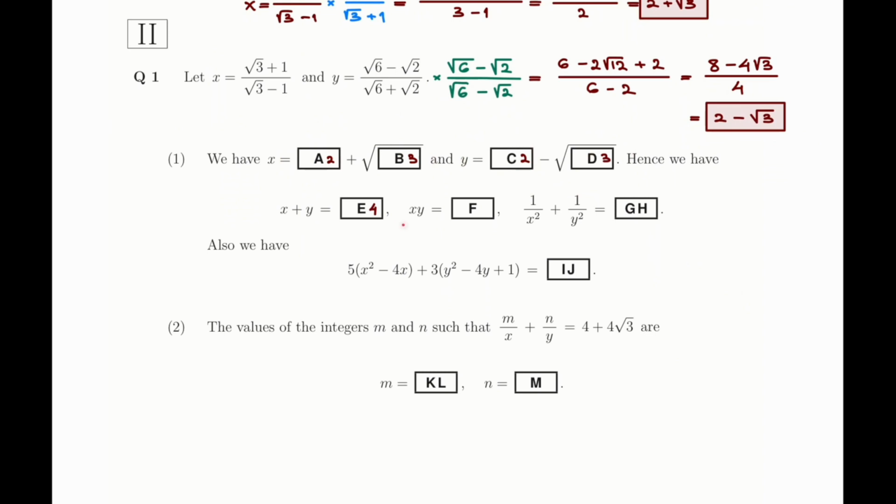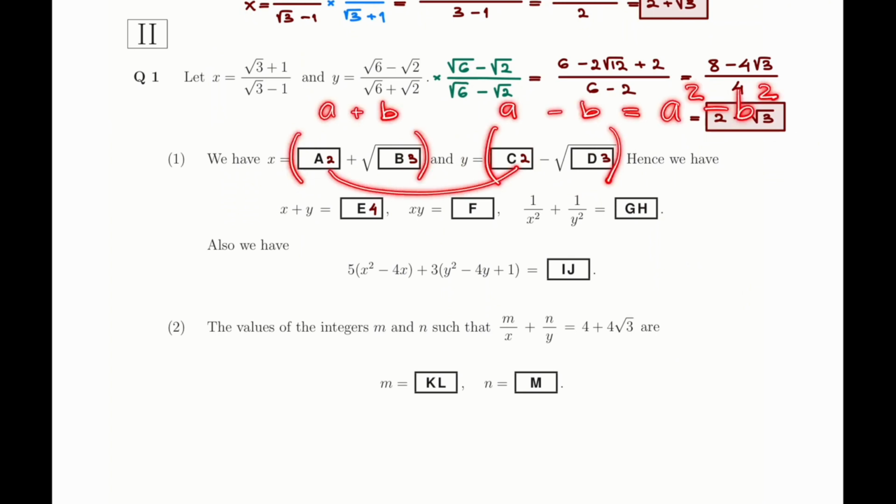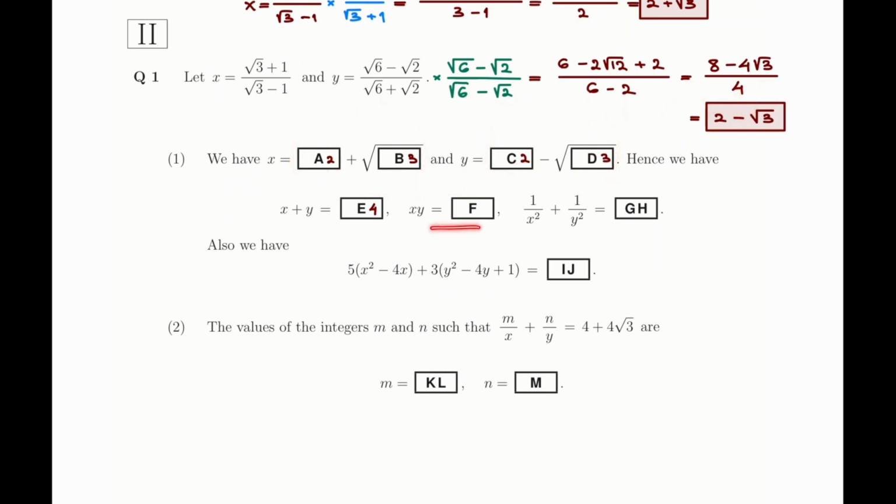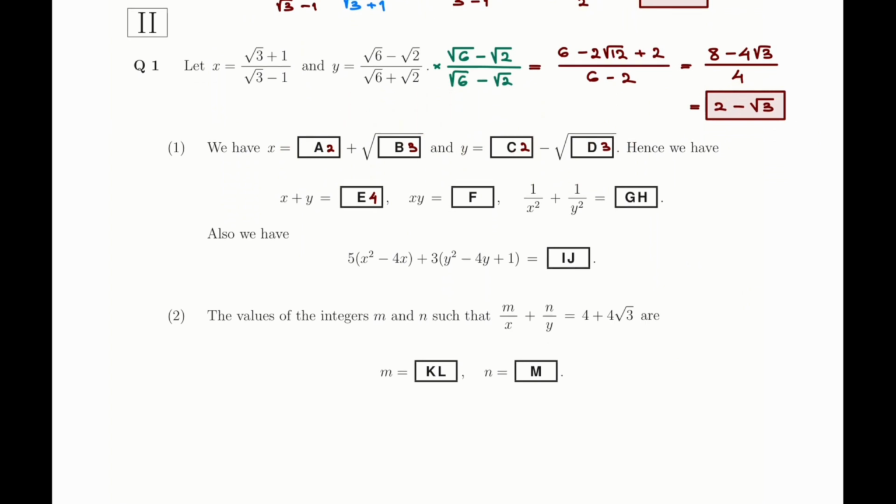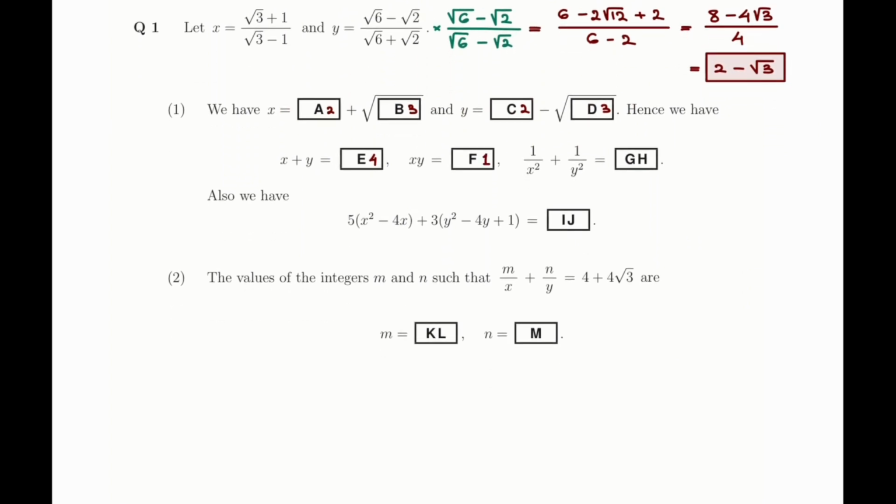And then how about x times y? If you multiply x and y, you will obtain the form (a plus b)(a minus b). If you expand it, you will get a square minus b square. a square is equal to 2 square, and then b square is equal to square root of 3 squared, which is 3. So x times y is equal to 2 square minus square root of 3 squared. So x times y is equal to 1.